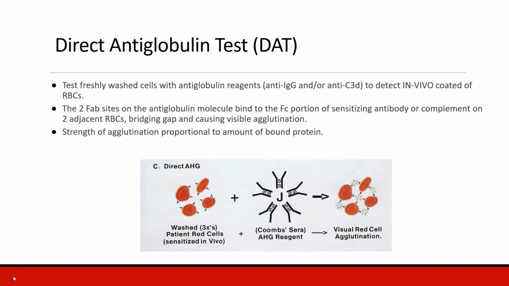So you've done this enough that you know that there are 2 fragment antigen binding sites on the antiglobulin molecule that bind to the fragment crystallizable portion of the sensitizing antibody or complement on 2 adjacent red cells, bridging the gap and causing visible agglutination. The strength of the agglutination is proportional to the amount of bound protein. So if you get a 4+, that means there's a lot of protein, either complement or IgG, bound to the cell membrane. If you get a 1+ or a weak 1+, that means the coating is minimal.